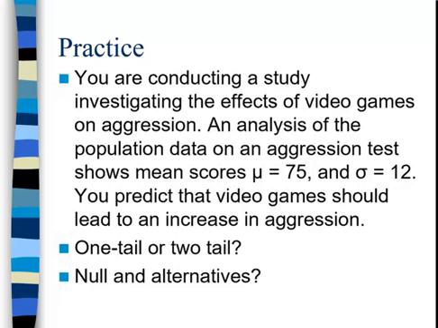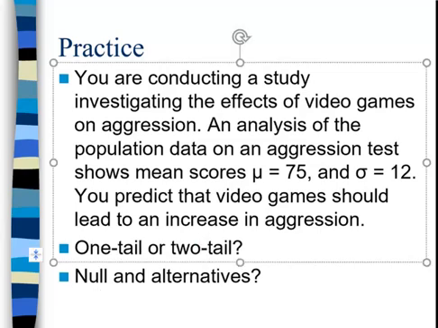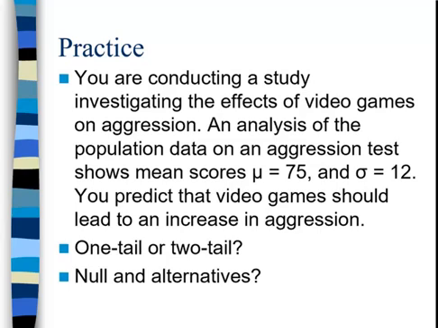You're conducting a study investigating the effects of video games on aggression. An analysis of the population data on an aggression test shows mean scores of 75 and a standard deviation of 12. You predict that video games should lead to an increase in aggression. So again, determine whether or not this is a one or two tail, and then state the null and the alternative hypotheses. Pause the video and give it a shot.